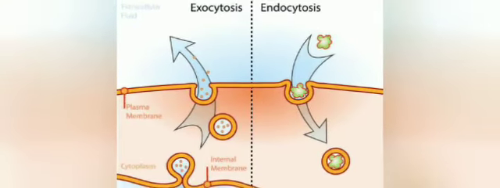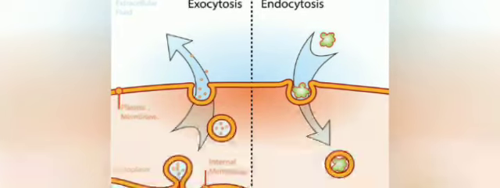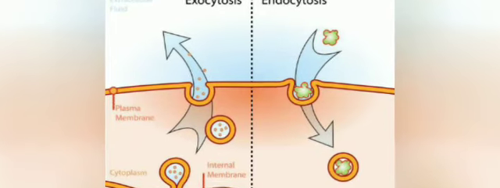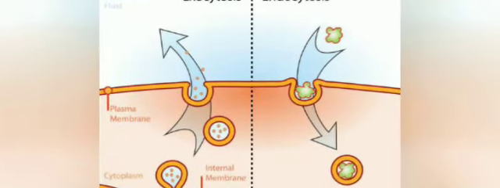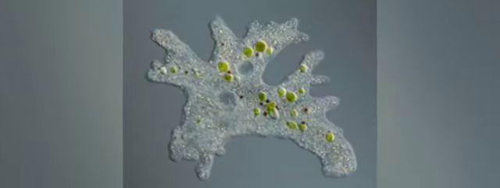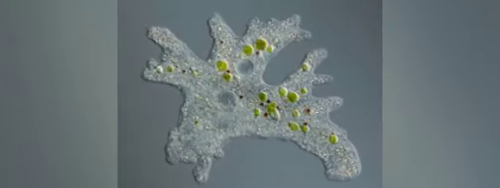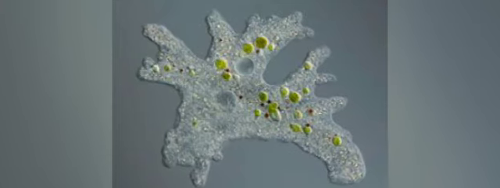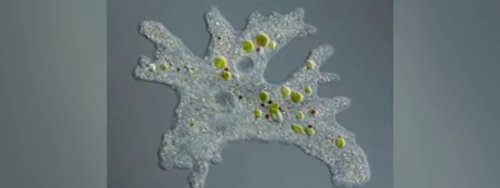See, the flexibility of the cell membrane allows the cell to take in food. Such processes are known as endocytosis, and you can see in the case of amoeba acquiring food by the process of endocytosis.